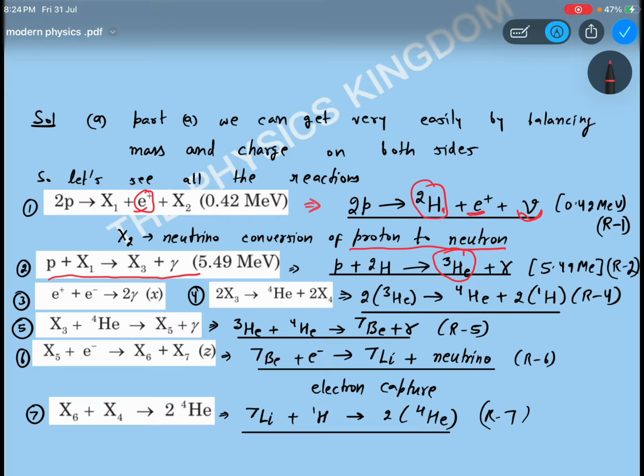Now in reaction 4, this X is the energy released, that we'll find later on. So now here 2 helium are combining to form 1 helium and 2 hydrogen. Okay, so this I can identify again by charge and mass balance. So everywhere I am doing the same thing, beta, right? So here also same thing. So basically by charge and mass balance I am getting everything, right? So finally we are getting these 2 helium particles. So X6 is lithium, right? So we have identified all the particles.